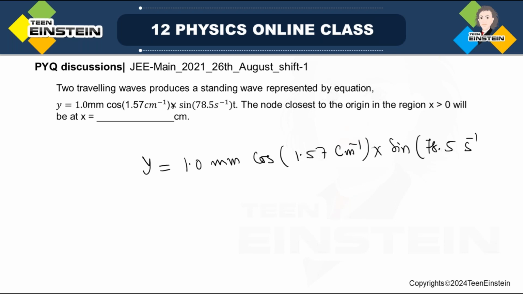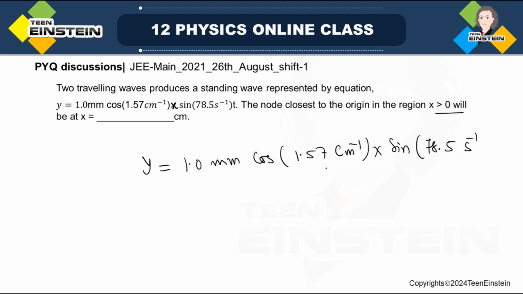So I think this is x maybe. Okay, this is x. Yes, so this is x. We have to find out what is the value of x. Okay. So the question is the node closest to the origin in the region x greater than 0. That means in the positive x-axis, where is the closest node?